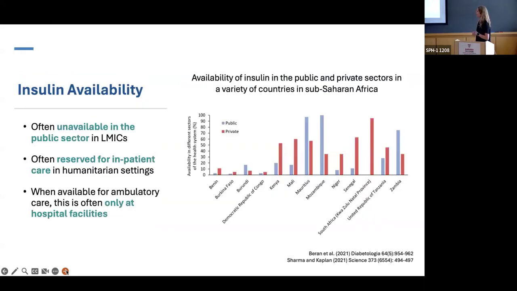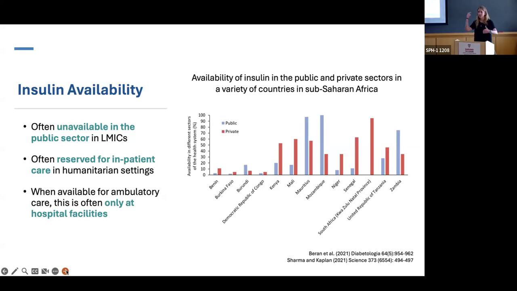Now, I should say that insulin availability is a huge challenge in lower middle income countries at baseline. So it's often unavailable in the public sector. If it's available, it's in the private sector, generally speaking, and it's very expensive in humanitarian settings. Up until recently, I will say, insulin has been reserved for inpatient care only. So you go to the hospital, they'll give you insulin, they'll treat your diabetic ketoacidosis or whatever it is, but they will not send you home with it.